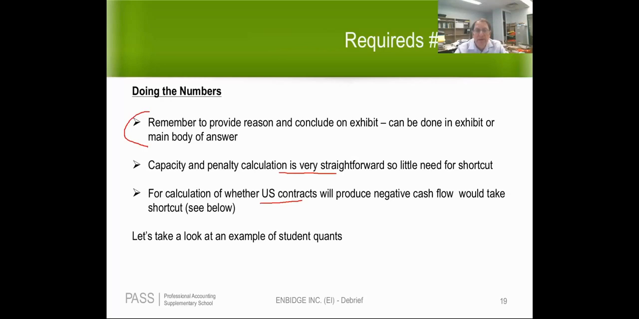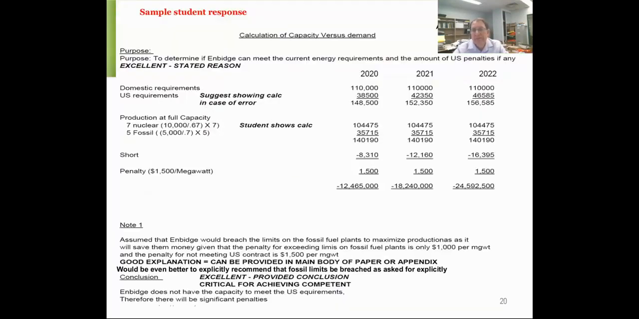People, look at an example and tell me if this looks kind of familiar. I'm hoping a lot of people were pretty good with this. This is an example from a student. Title: Calculation of capacity versus demand, good. Purpose, excellent: to determine if emitters can meet the current energy requirements and the amount of U.S. penalties. Beautiful. Could have separated it out, but you don't have to. Did it in both. Beautiful.